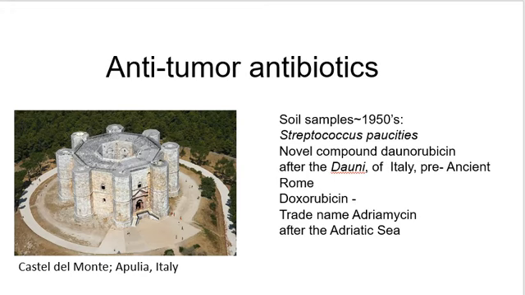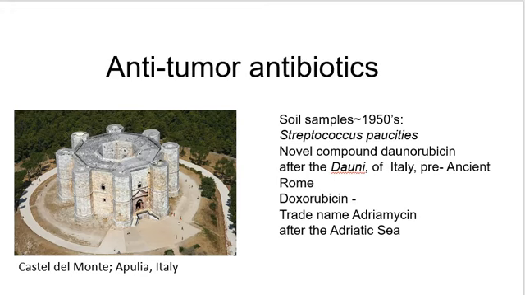This next class of chemotherapeutic drugs are referred to as the anti-tumor antibiotics. So these are compounds harvested from nature, made by bacteria, that are so potent that they can kill mammalian cancer cells. And the first one we're going to talk about here is doxorubicin, which was isolated from this very interesting castle in Italy from a bacteria called Streptomyces peucetius.